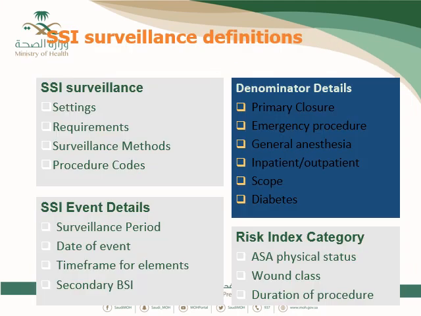The next set of definitions are the denominator details, and this includes the primary closure, emergency procedure, general anesthesia, inpatient, outpatient, scope, and diabetes.